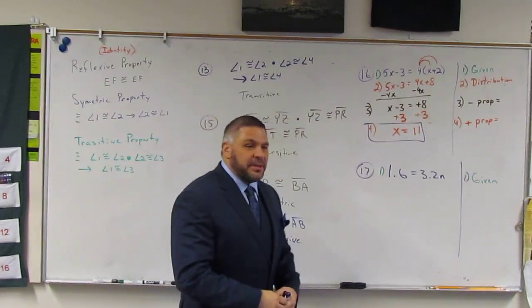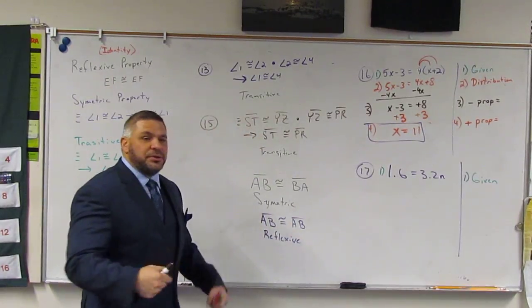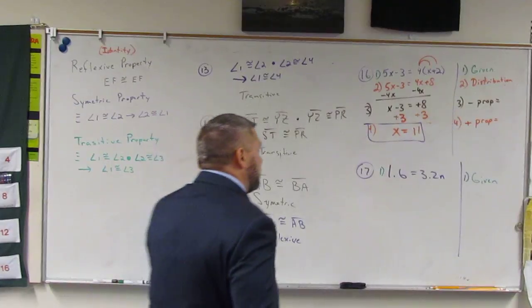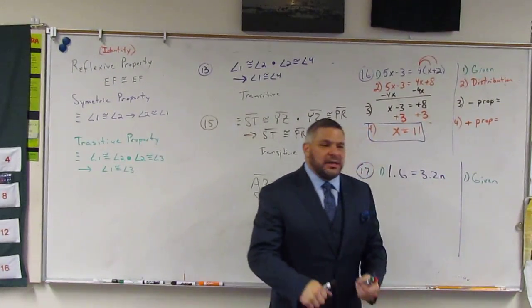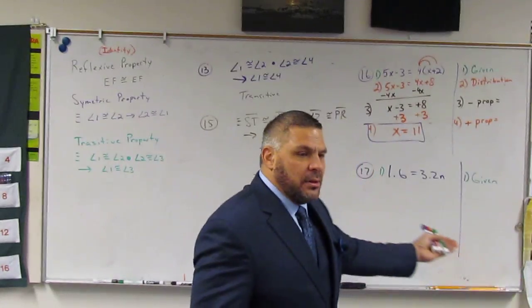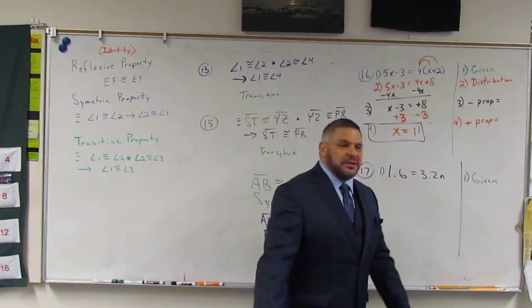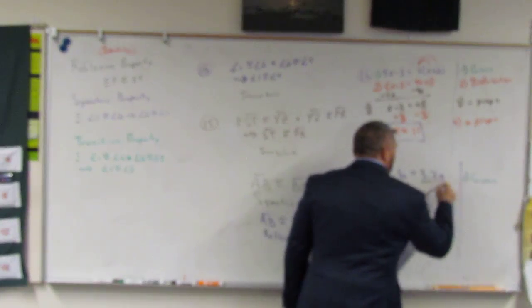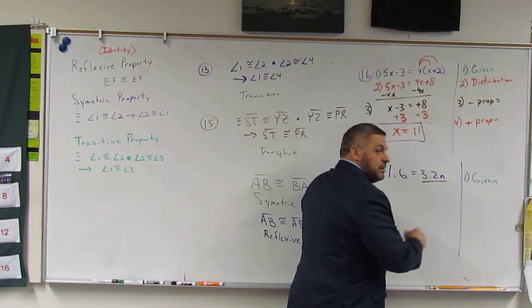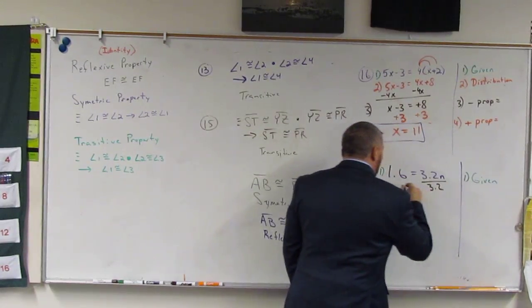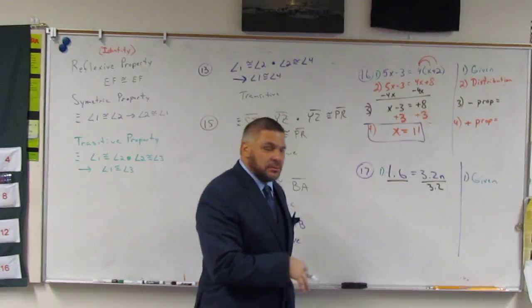What's your second step then, Mateus? What do I do now? What's the opposite? The opposite of what's happening between the 3.2 and the n? Is it multiplying? Is it adding? Is it subtracting? Is it dividing? It's multiplying. So what's the opposite of that? Divide. Yes. And that's what you do. Divide by what? 3.2. What you do to one side, you do to the other.